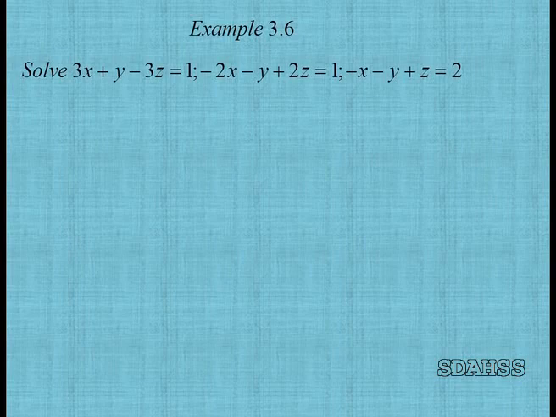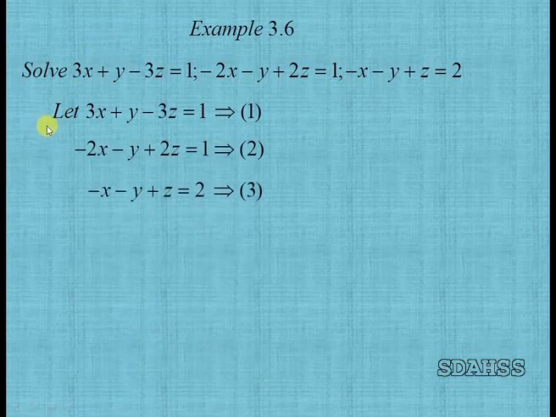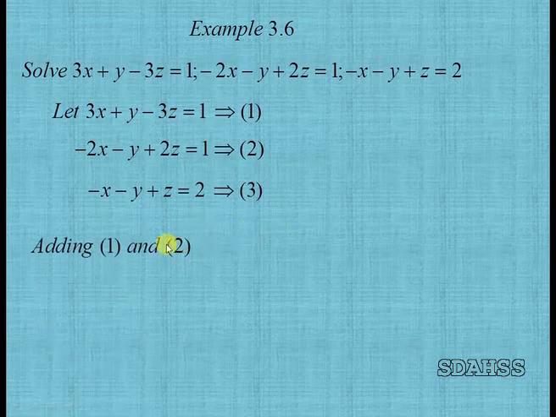Example 3.6. Solve 3x + y - 3z = 1, -2x - y + 2z = 1, -x - y + z = 2. Here a total of 3 equations are given. Look at all the 3 equations and consider any two equations. Solve those two equations and then find out the solution.